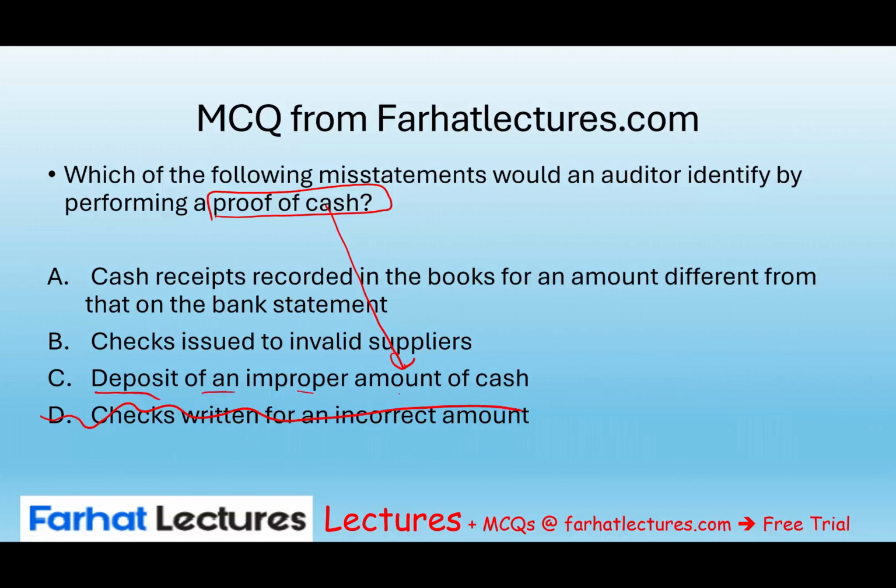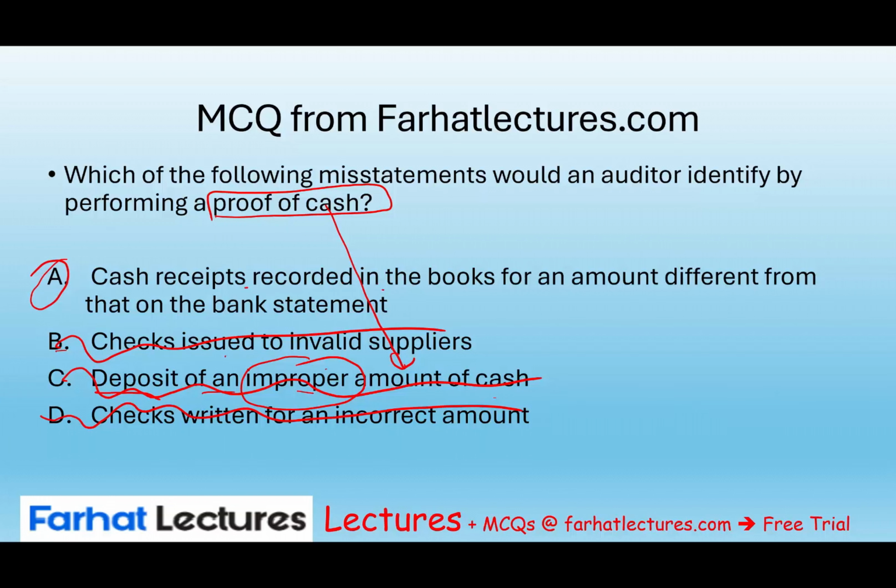Deposit of an improper amount of cash. Again, what's improper? You made the deposit. The proof of cash will show you exactly how much you deposited. It doesn't tell you whether it's proper or improper. What does improper mean? It doesn't catch that. Checks issued to invalid suppliers. When you do a proof of cash, you're not examining every check. If you're doing an extended bank reconciliation, you might go and look at every check. Let's look at A. By process of elimination, A is the correct answer.